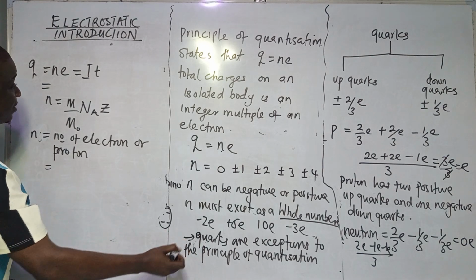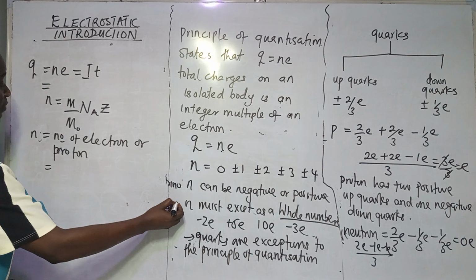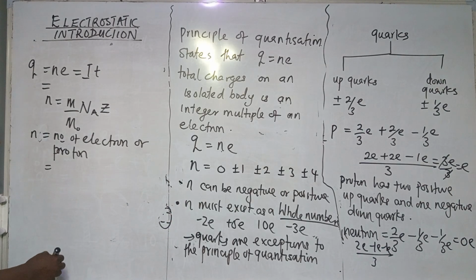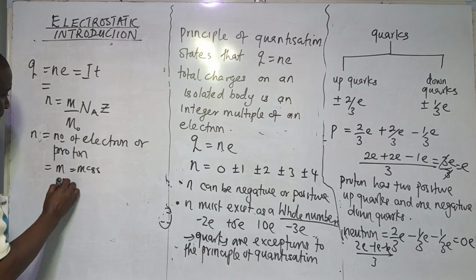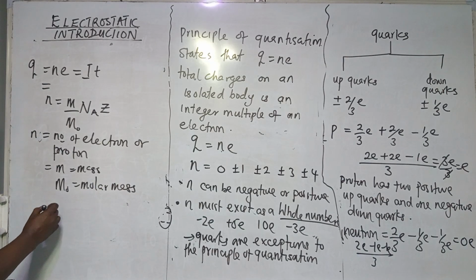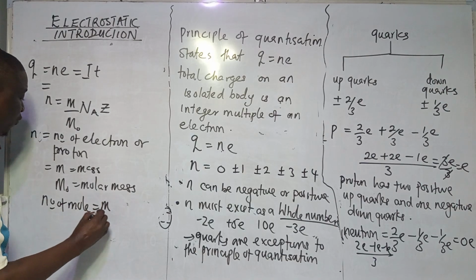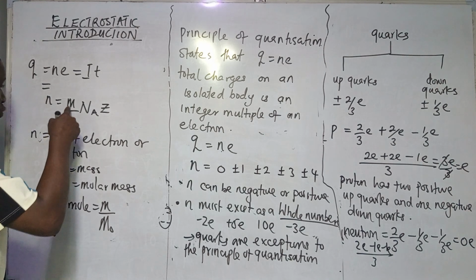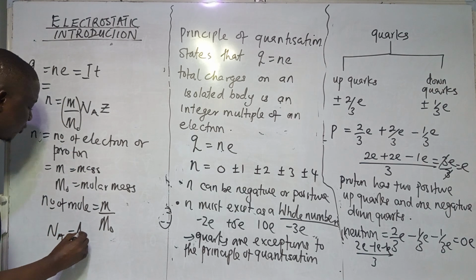Don't forget that quarks do not obey the principle of quantization. I've explained some basic things that you need to know about quantization. Now, M is mass, while M naught is molar mass. Don't forget that number of mole is equal to mass over molar mass. So this one is equivalent to number of mole. N_A is Avogadro's number.